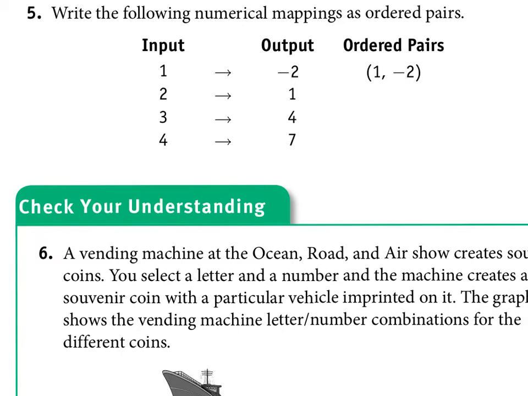So the input was 1 and the output was -2. If you imagine that you have parentheses here and a comma in the middle, that's really all the ordered pair is. Input, comma, output. So when we look at the next ordered pair, you have input, comma, output. And input, comma, output. And I really can't draw fours. Input, comma, output. So there's your input and output written as an ordered pair.